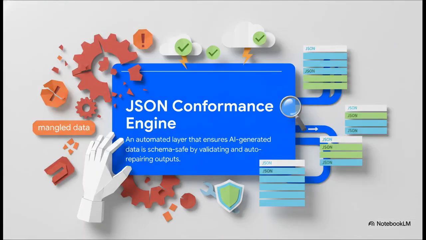And this right here, this is another huge advantage. You know, anyone who works with AI knows the pain of getting back broken or messed up data. Well, the JSON Conformance Engine acts like a dedicated quality control inspector. It makes sure the data is schema-safe, which means if your app needs data in a specific format like a blueprint, this engine guarantees the AI's output fits that blueprint perfectly. It even auto-repairs it if necessary. This just wipes out those frustrating integration errors before they can even happen.